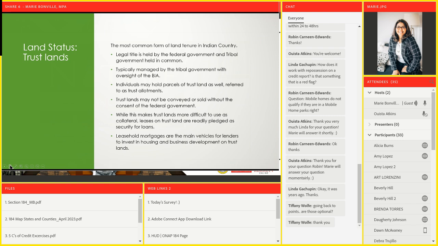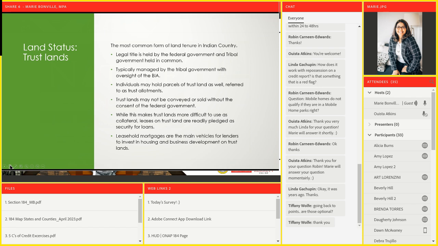Individuals can hold parcels. That's called allotted. I'll show you something that explains allotments because it can get complicated. But essentially, this land cannot be conveyed or sold without the consent of the BIA. Of course, it makes it more difficult, but this is why you're issued what's called a lease on trust land that's pledged. Going back to the 5 C's of credit, it's considered collateral at that point, able to say that this is the security for the loan.